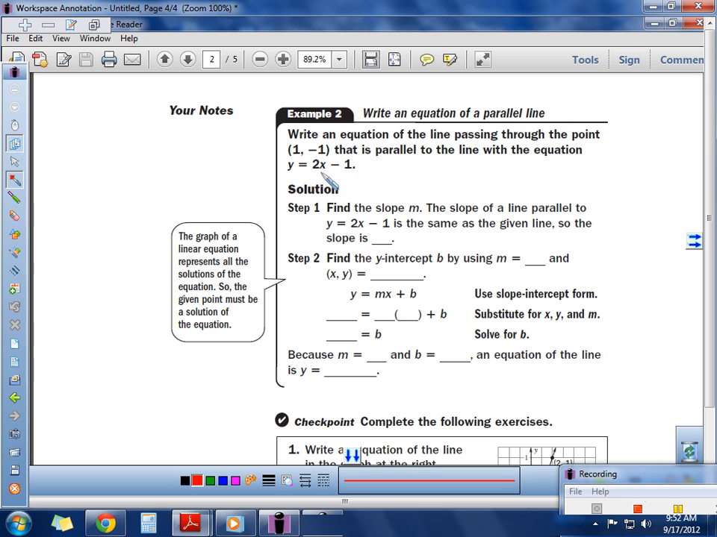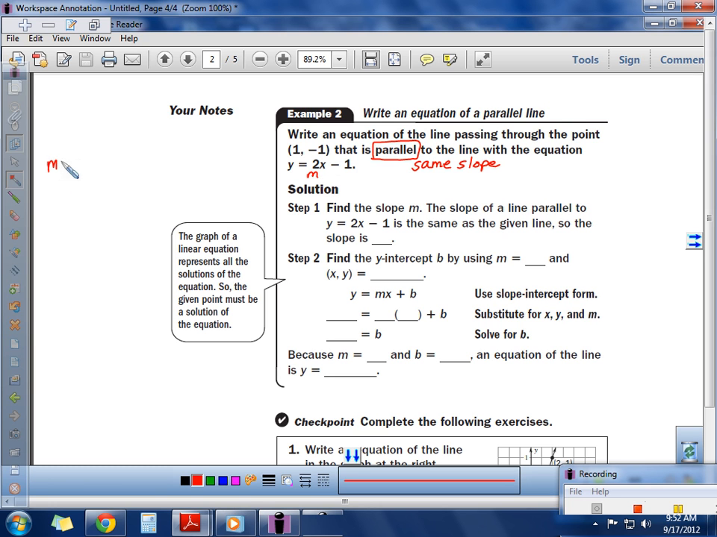All right, there's a word that sticks out to me. I would put a box around it because it means something important. What does the word parallel mean? Same slope. Write that down. Parallel means same slope. Well, what's the current slope of this line? It's currently 2.